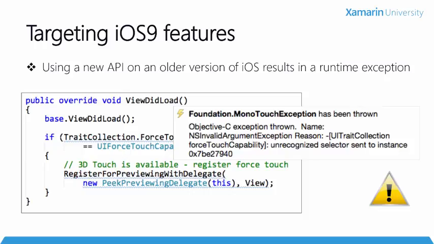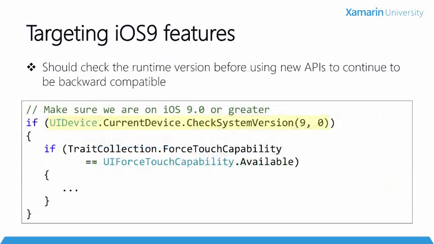So what do we need to do to fix this? The answer is quite simple. We just need to check what version of iOS we're running on before we actually execute the code. The UIDevice CurrentDevice CheckSystemVersion API returns true as long as the runtime OS version is at least the passed value. So here we're asking if we're running on at least iOS 9 or better, and if so, then we're going to go through our if logic to see if we have the 3D Touch capability.